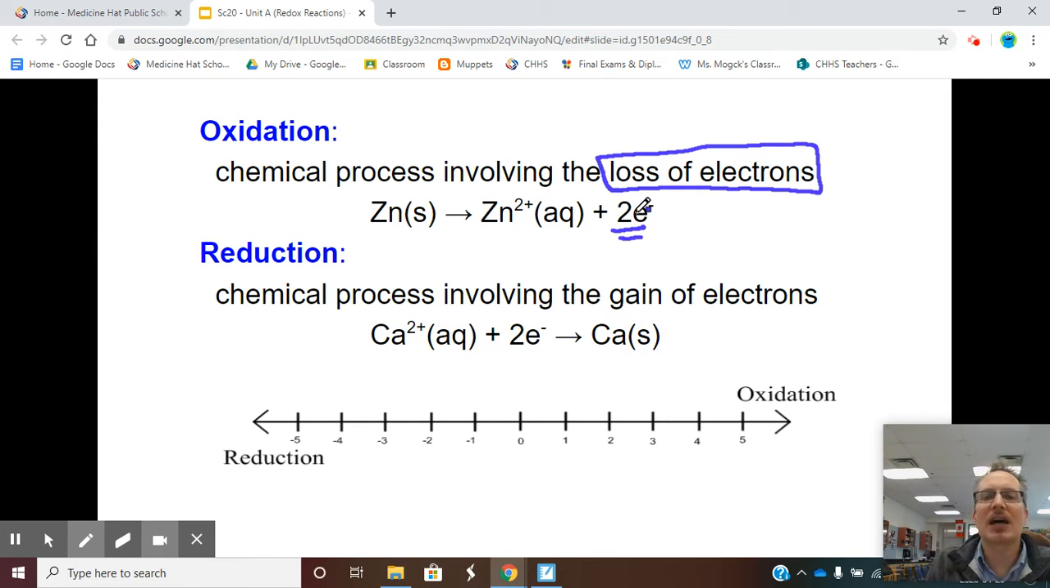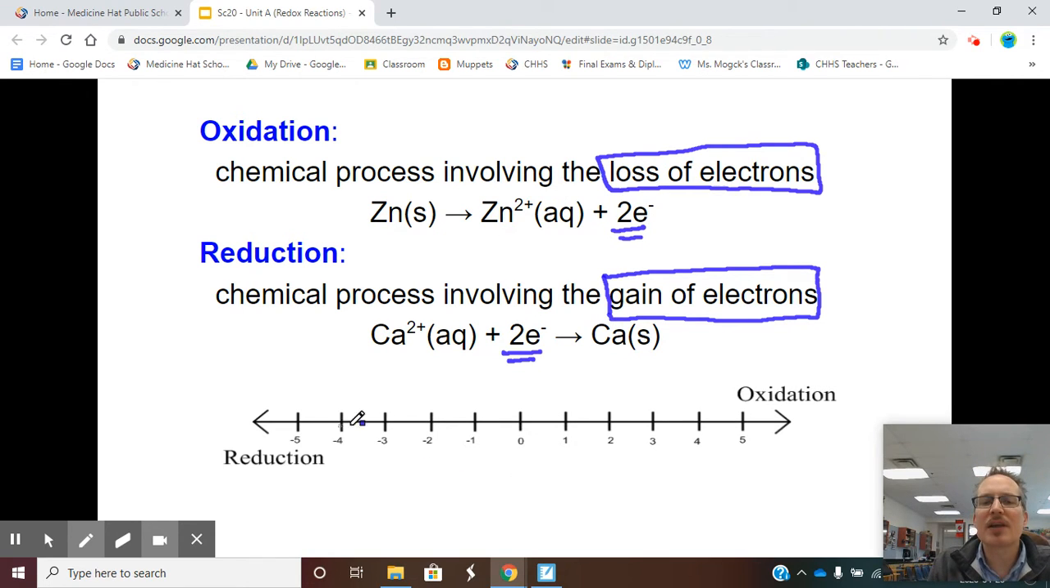Loss of electrons, oxidation. In a reduction reaction, the opposite is going to be true. This is where we're going to see a gain of electrons, which means the electrons are going into the reaction. We're going to see them on the left-hand side of the equation. So when we gain electrons, electrons are on the left. They are going into the reaction. When we lose electrons, electrons will be leaving the reaction on the right.